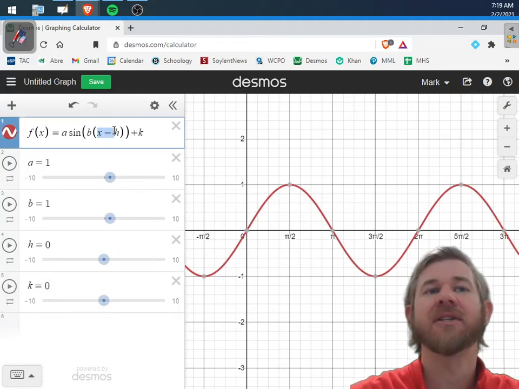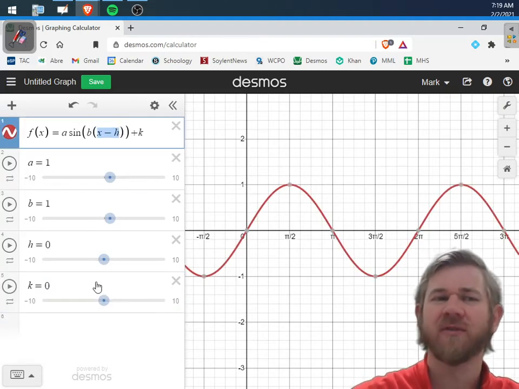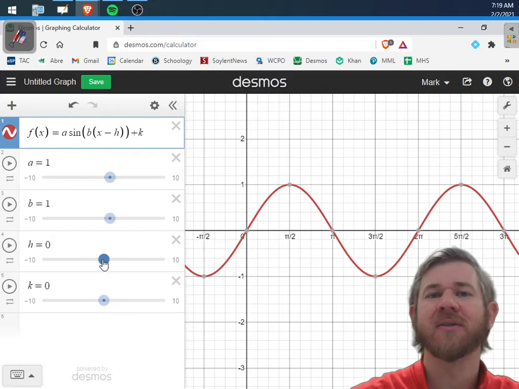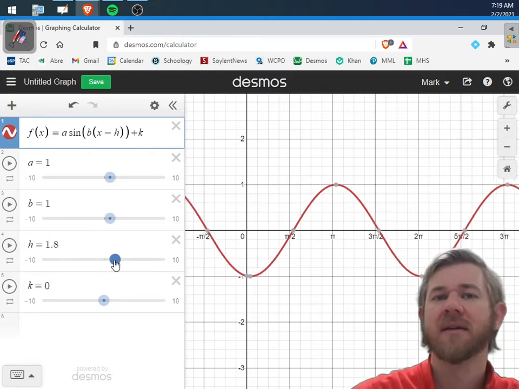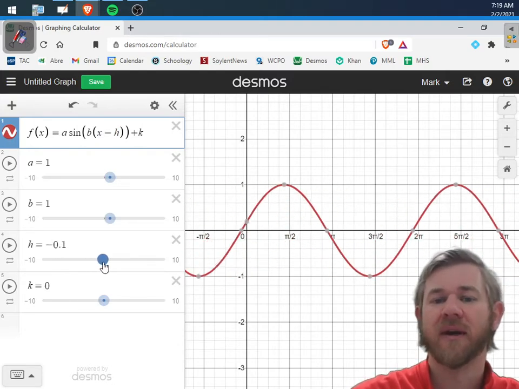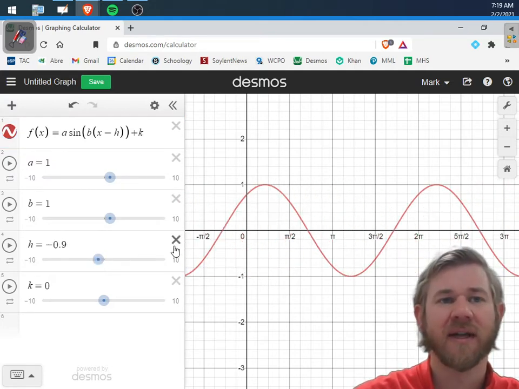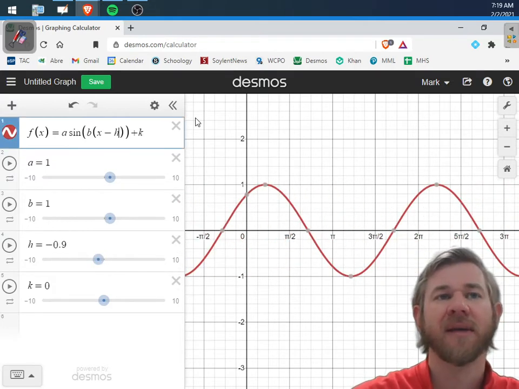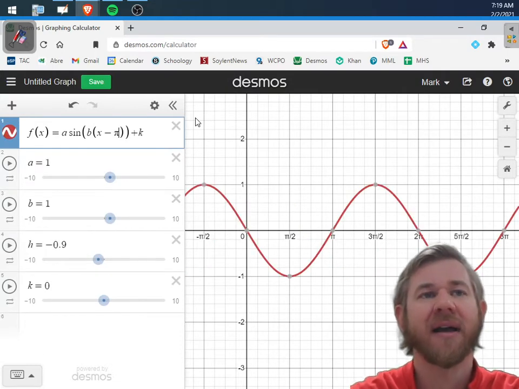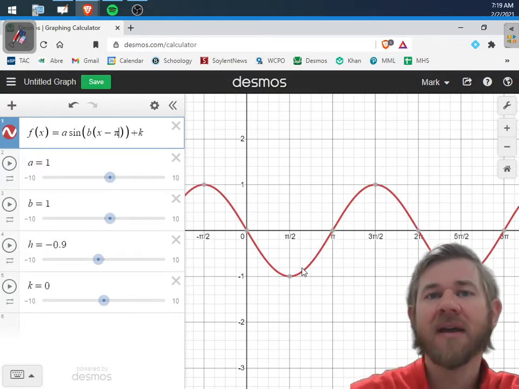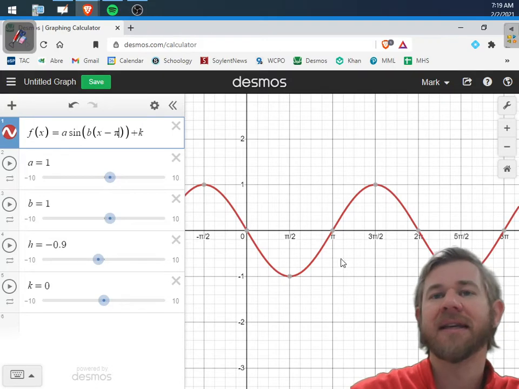X minus h, this is a little bit backwards from what you might think. X minus h is going to move it left and right. So you can see how it moves it left and right. But it's tricky to maybe think about what's actually moving left and right. So I'm going to change this a little bit. Like, let's say x minus pi. If I type it in as x minus pi, what I want you to notice is this thing is now moved to the right pi units. So this is my start.